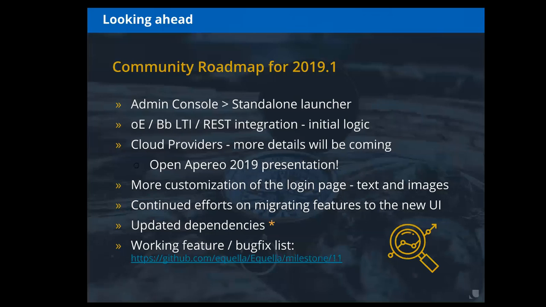And if you want to see the working feature and bug fix list, as we've been talking in the community developer meetings, we're trying to put everything that we're planning for a release into a GitHub milestone, and to do that sooner rather than later. So interested parties can go ahead and see what's coming up in the next couple of releases of openEQUELLA. So that link, milestone 11, is for 2019.1. There's also 2019.2 being filled out now. A note on updated dependencies.